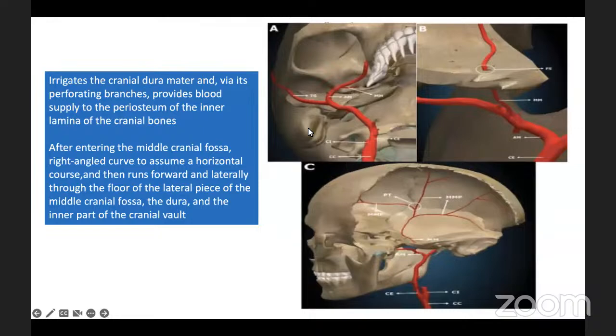The MMA irrigates the cranial dura mater, and via its perforating branches provides blood supply to the periosteum of the inner lamina of the cranial bones. And after entering the fossa, it makes a right-angled curve to assume a horizontal course, and then runs forward laterally through the floor of the middle cranial fossa, dura, and the inner part of the cranial vault, as we can see here.